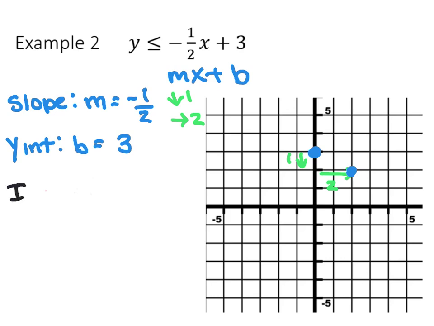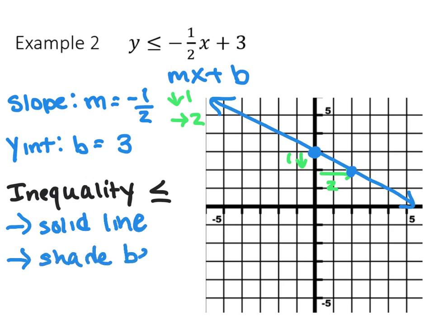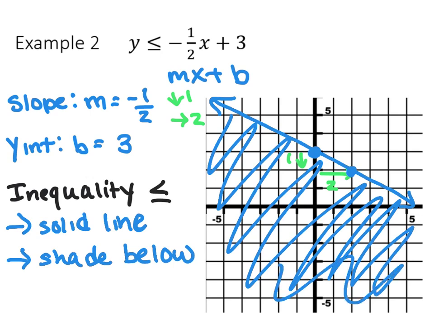Now, since the inequality symbol is less than or equal to, this tells me two pieces of information. First, it tells me that we're going to have a solid line. So I'll use my ruler to draw in the solid line. And then it tells me that since it's less than, we're going to shade below. So if I look at my line, I'm going to shade everything below it.